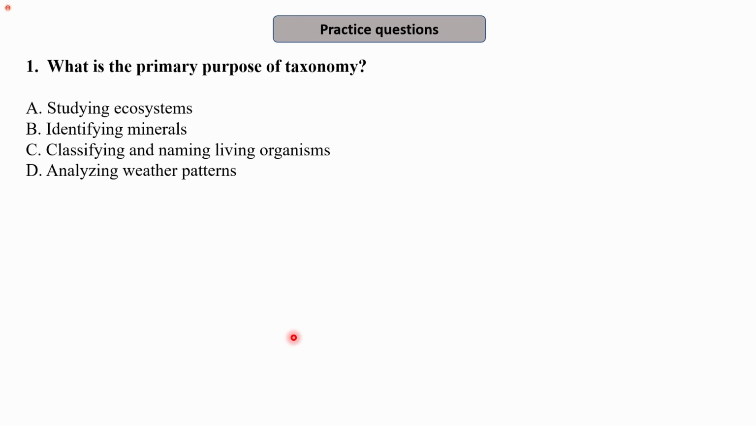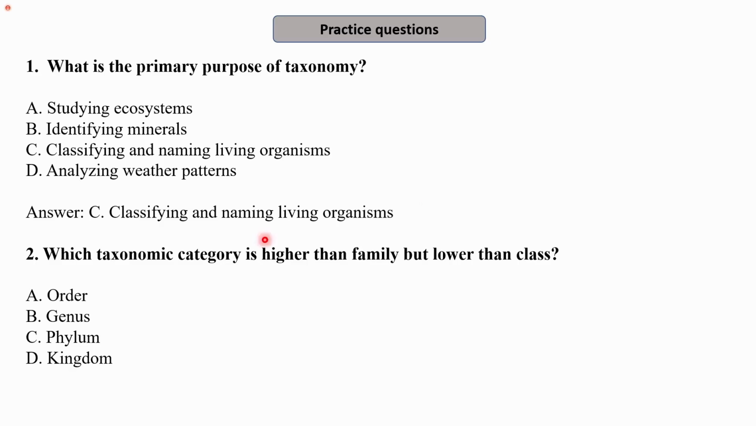So basically we know that taxonomy allows the classification and naming of living organisms by placing them into different groups based on their similarities and differences with the others. Which taxonomic category is higher than family but lower than class? Is it order, genus, phylum, or kingdom? We know K, D, O, F, G, S. So higher than the family but lower than the class is order. So the taxonomic category which is higher than the family but lower than the class is the order.